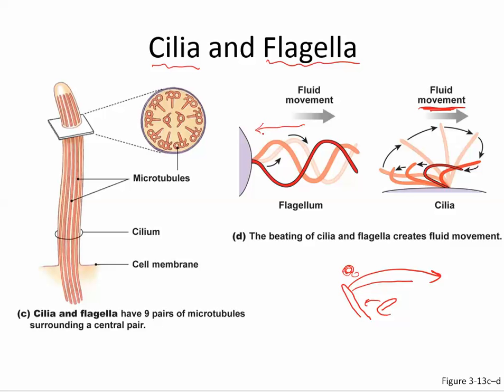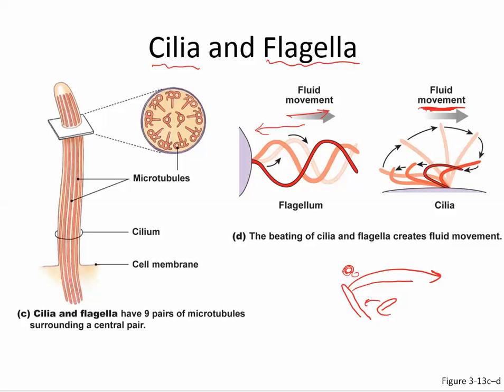So it's actually propelling this cell forward by moving the fluid in that direction. That's really the only difference. These things are both involved in movement. In the case of the flagella in humans, it's moving the sperm, but this is also found in bacteria and other smaller organisms. It's to propel, to move it forward, and then the cilia is to move fluid.